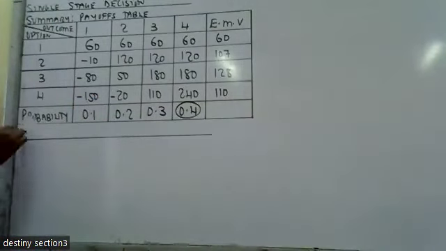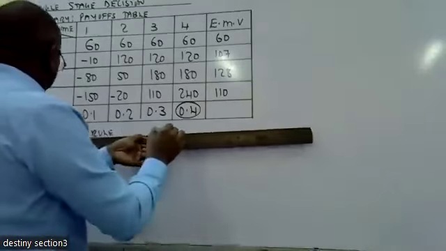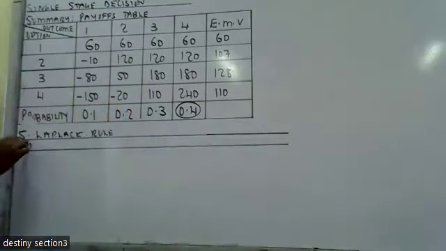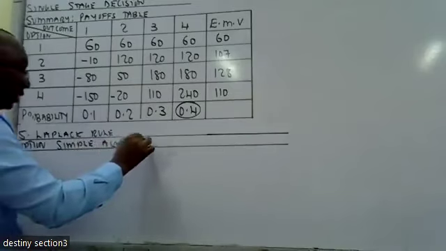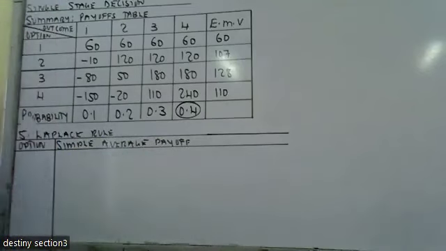Rule number 5 is the appraisal rule. In this appraisal rule, we have the options here, and we compute something known as the simple average payoff.